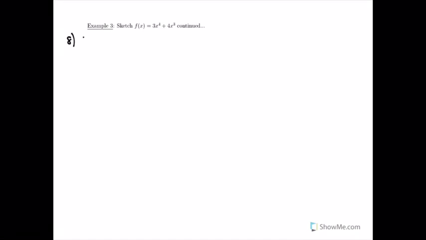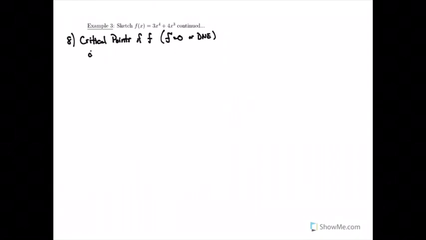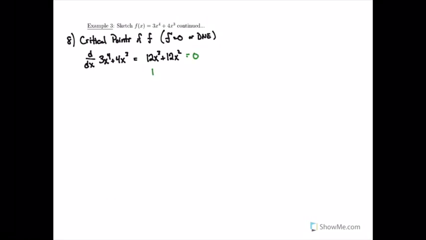All right. Next, we're going to look at the critical points of f. Again, that's finding when the derivative is equal to 0 or does not exist. So I need to find the derivative of 3x to the fourth plus 4x cubed, which will be 12x cubed plus 12x squared. And we are going to set this equal to 0.